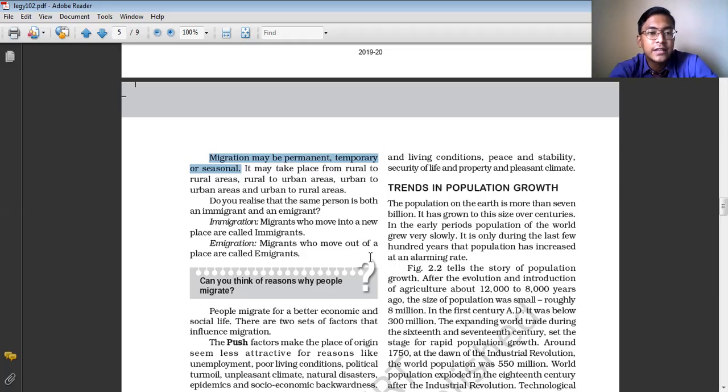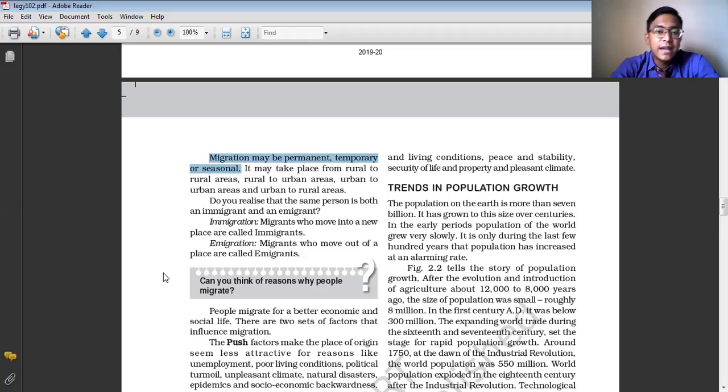Okay, so that they can earn some extra income. And when the agricultural season comes again, they come back to the rural areas to earn their livelihood. So that is an example of seasonal migration actually. So migration can be permanent, it may be temporary, or it may be seasonal in nature.